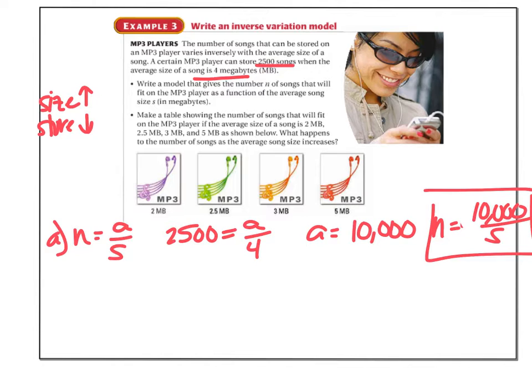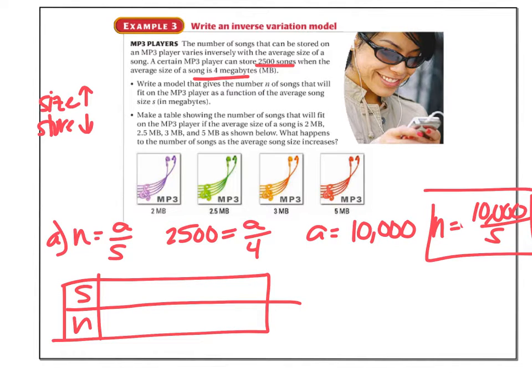All right? And then in number B, or the second part, they say make a table showing the number of songs that will fit on the MP3 player if the average size of a song is 2, 2.5, 3, and 5 megabytes, as shown below in the picture. So we will make a table. S is the song size, and N is the number of songs that will fit on your MP3 player. And they're asking us to evaluate it for 2, 2.5, 3, and 5.